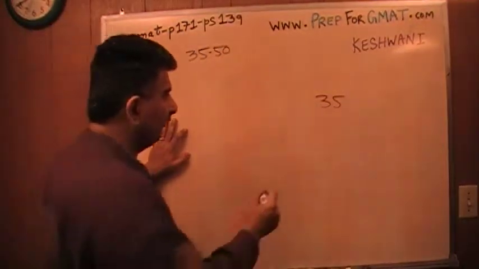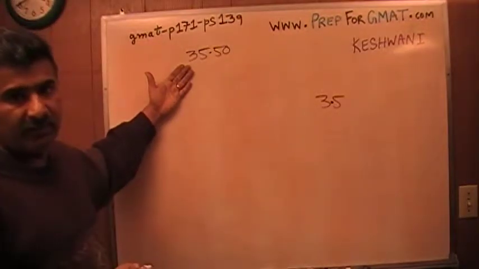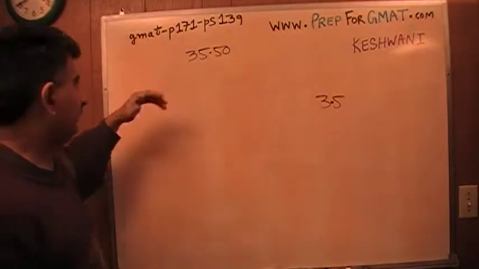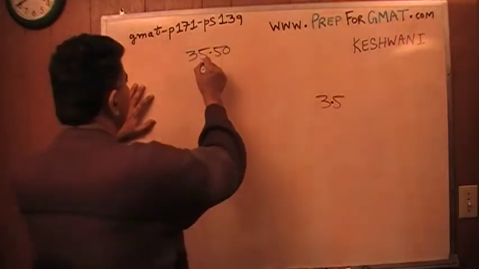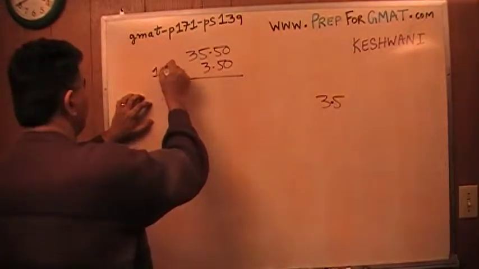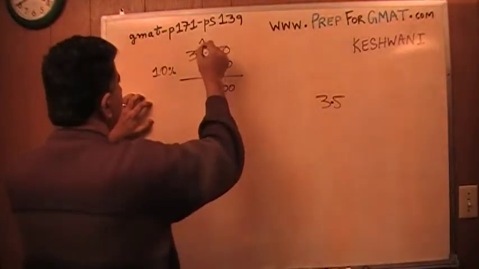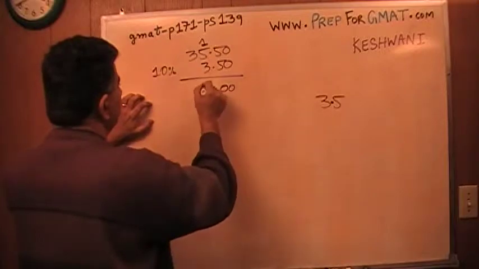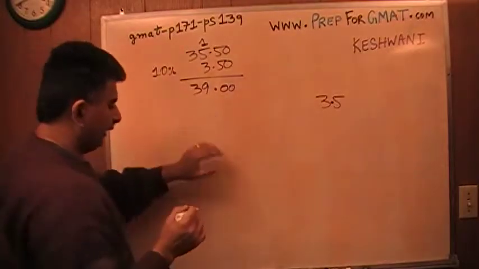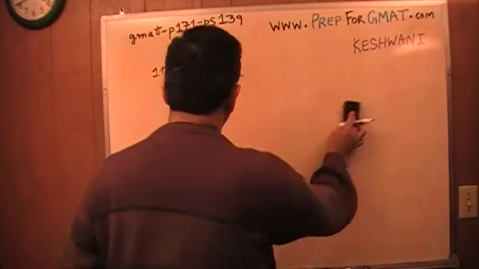10% of 35 is $3.50. Even though this is not $35, this is $35.50, 35 is close enough. So 10% is $3.50. So that's the 10%. So let's add them up. You get a 0 here, 1 carry, 39. So it's between $39 and now I'm going to figure out the 15%.